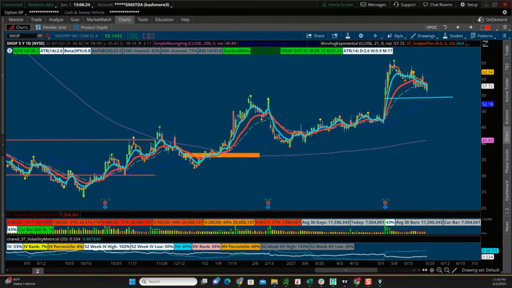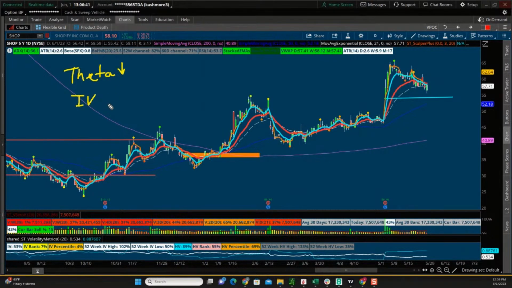And the issue with long options, just regular long options that are just calls or puts, is that we have theta, right? Every day that passes, that position is decreasing in value. Implied volatility is also an issue. So if you buy a position when IV is high and say IV decreases, then your position also loses value.